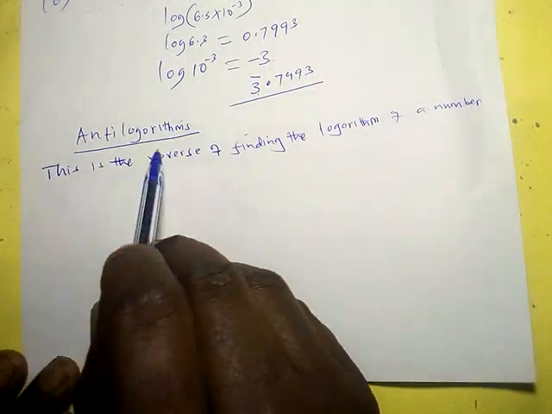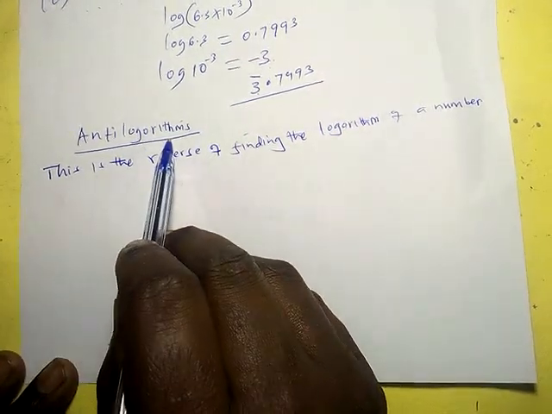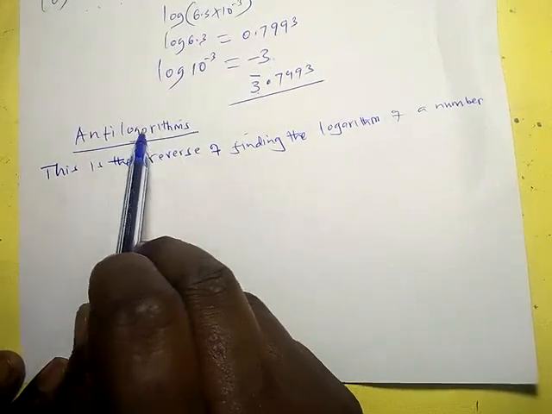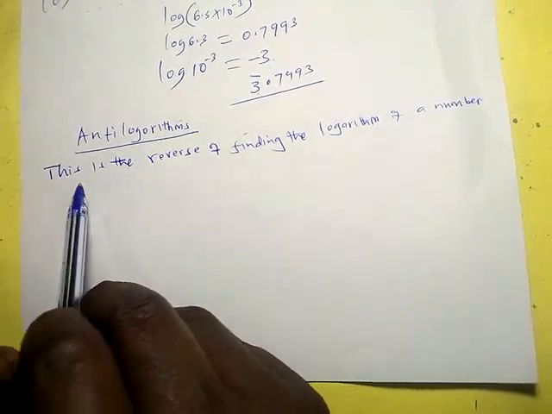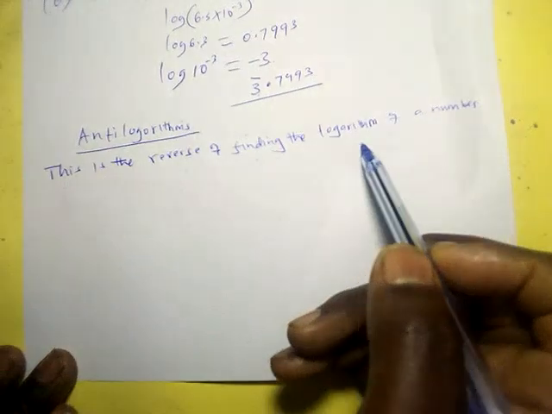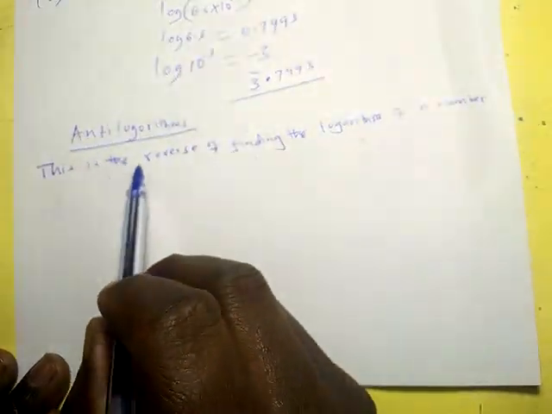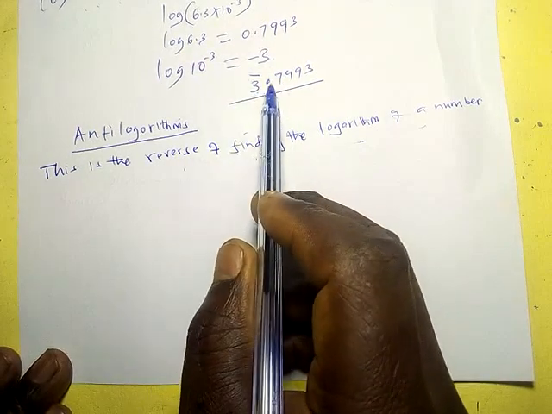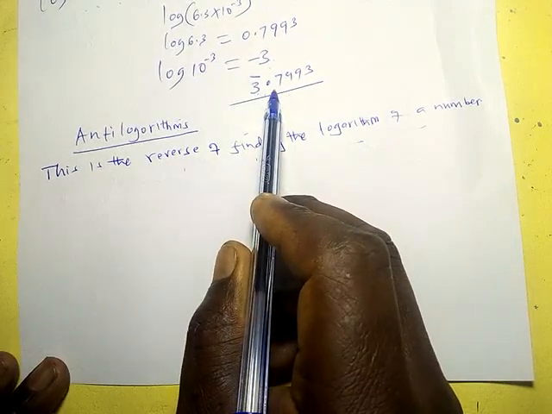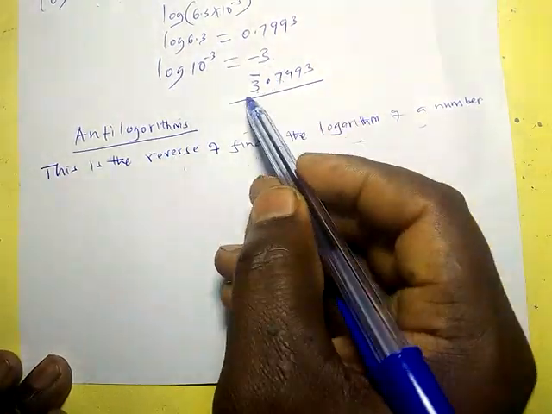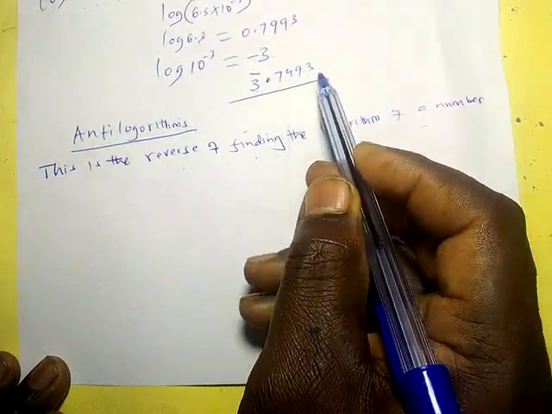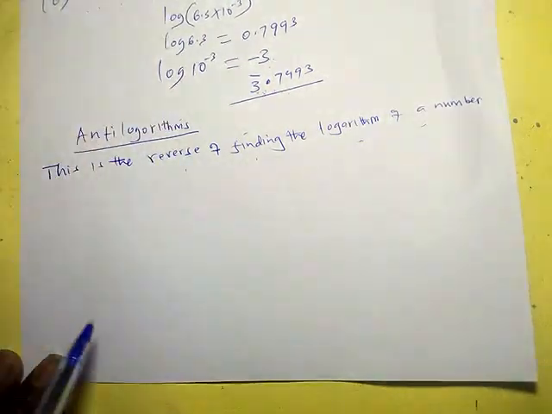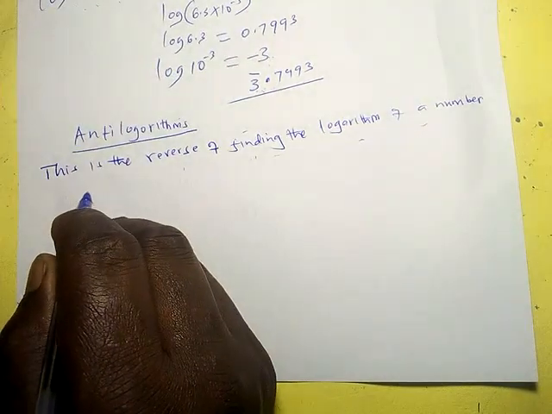Now we want to look at anti-logarithms. We have been looking for logarithms. Now we are looking at anti-logarithms. Anti-logarithm is the reverse of finding the logarithm of a number. If we have the logarithm, we can find the number whose logarithm we have. If I have the logarithm of a number like this, I can go in reverse and find this number, 0.06 like that. So let us look at this example.